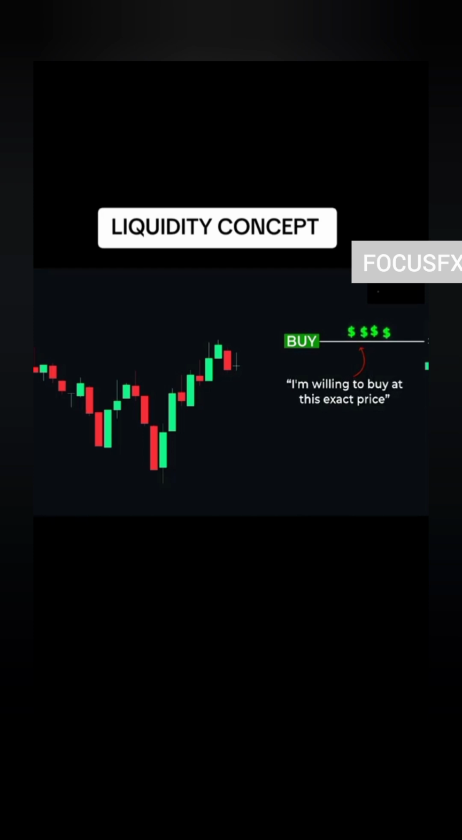But what exactly is liquidity? In simple terms, they are areas where pending orders are placed in the market. Let's break this down with a practical example. Imagine you're looking at a chart and decided to place a buy order at a certain price level. What you're actually doing here is providing liquidity to the market at that price level. You're basically telling the market, hey, I'm willing to buy at this exact price.